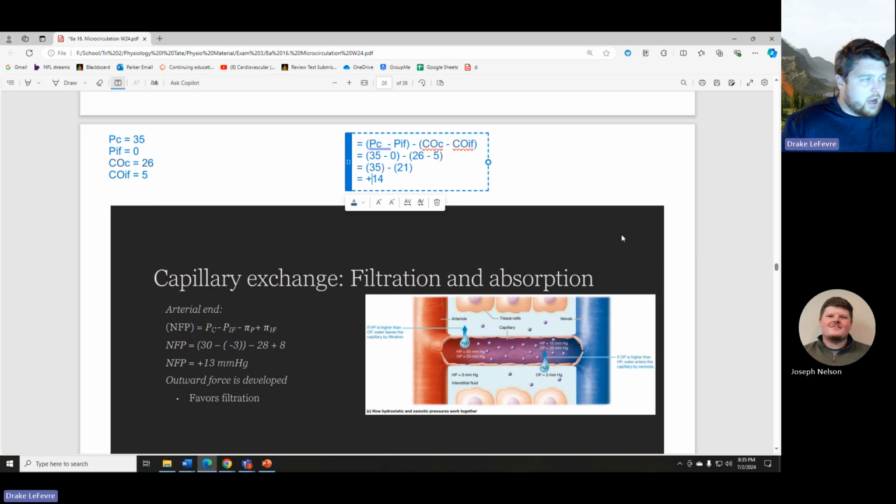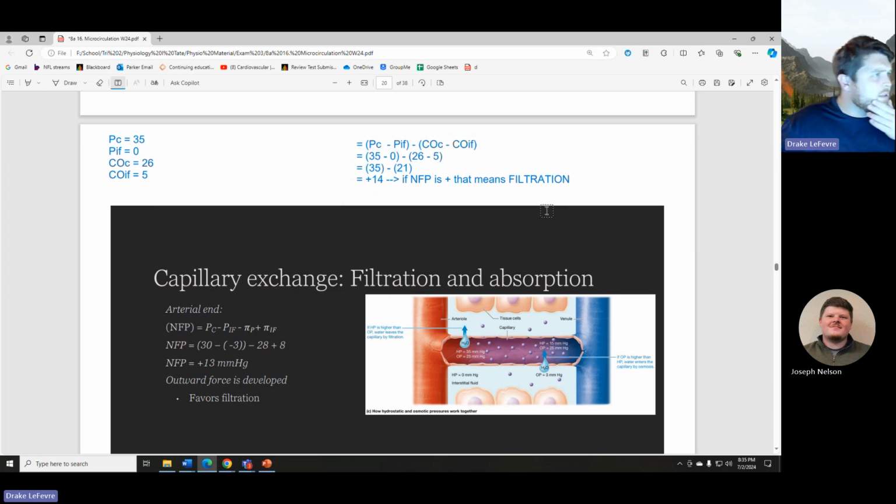That is positive 14. Net filtration pressure is positive, which means filtration. Let me try his equation and see if I can figure out where he's getting these values from.